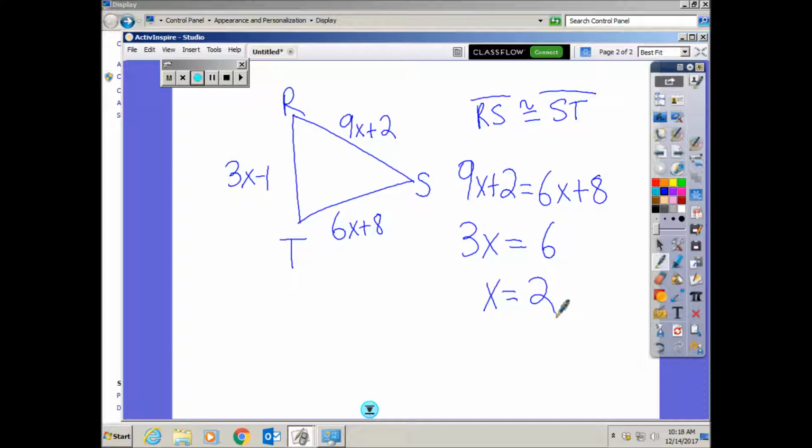To find the measure then, when I plug this in, this and this should be the same thing, correct? So 9x plus 2, 9 times 2 is 18, plus 2 is 20. So RS is 20. TS, 6 times 2 is 12, plus 8 is 20. And for the third side, 3x minus 1. So 3 times 2 is 6, minus 1 is 5. On the one you had on your test, when you plugged the x value in, you should have gotten the same number for each side.